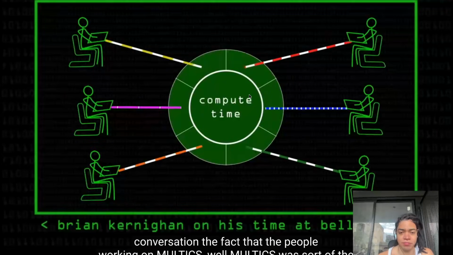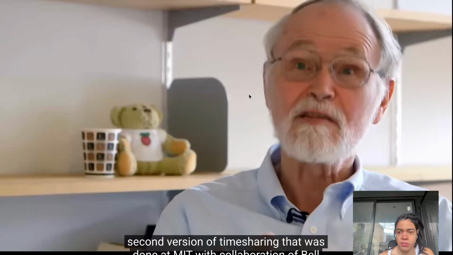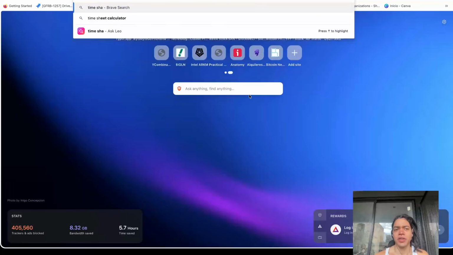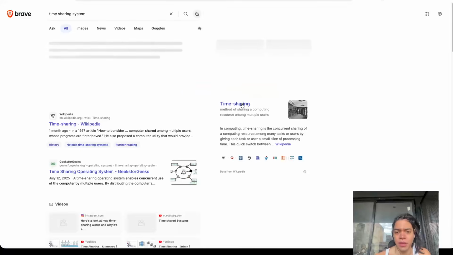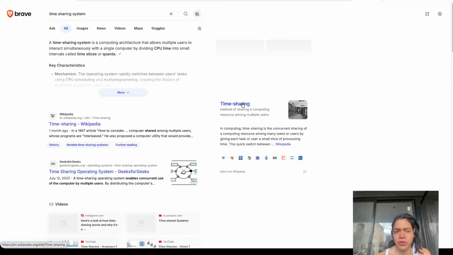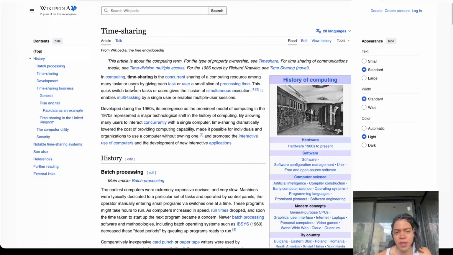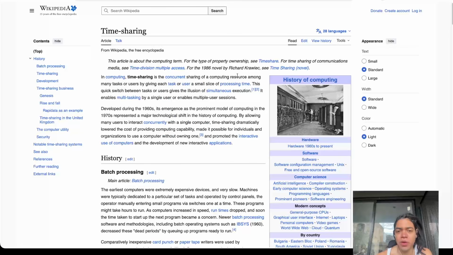People working on Multics, well, Multics was sort of the second version of time sharing that was done at MIT with collaboration of Bell Labs. So the question is, what is this time sharing, bro? Time sharing systems that he mentioned. Time sharing is a method of sharing computing resources among multiple users. There you got it. In computing, time sharing is the concurrent sharing of computing resources amongst many tasks or users by giving each task or user a small slice of processing time.